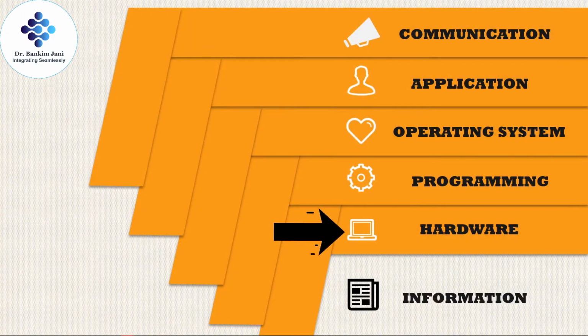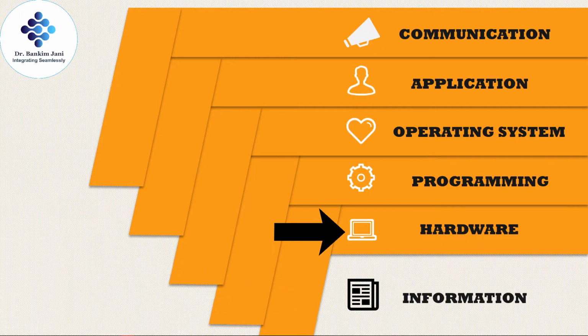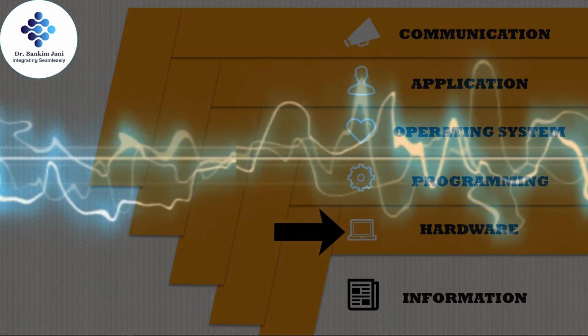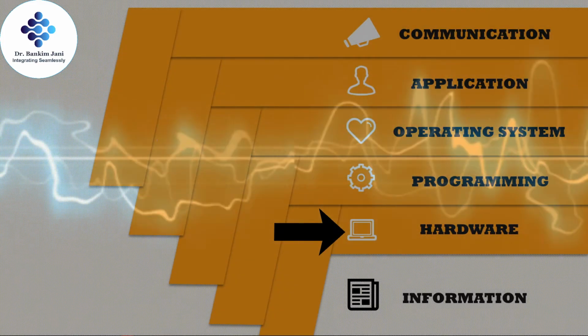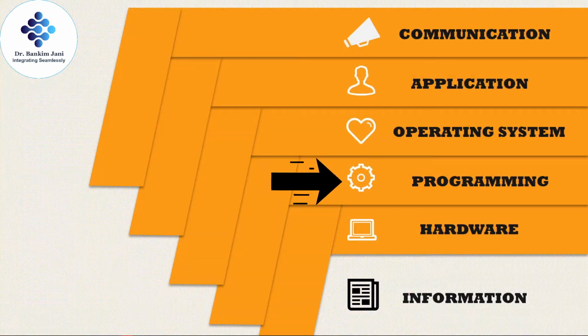The hardware layer consists of the physical hardware of a computer system. This is the area which comprises devices working on the principles of gates and circuits. And these gates and circuits control the flow of electricity. That's how hardware components like CPU and memory actually function.